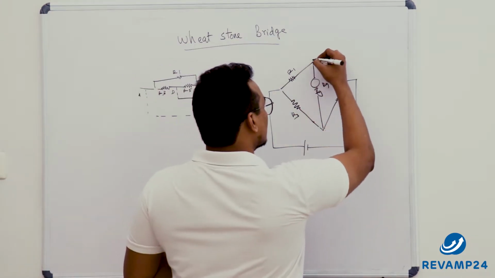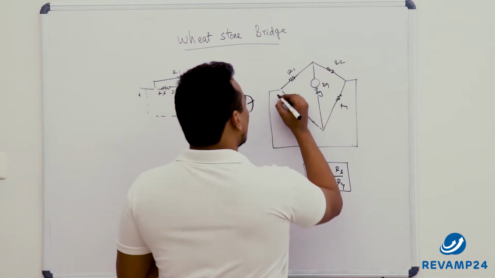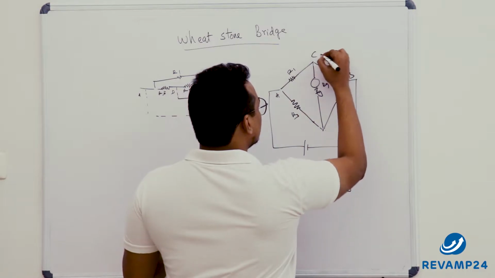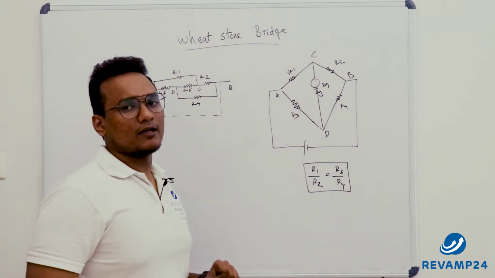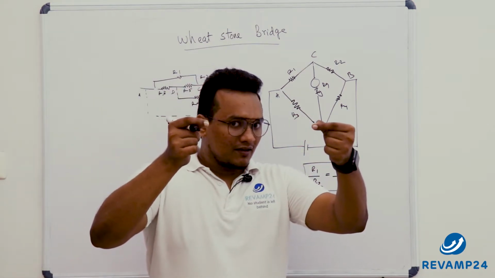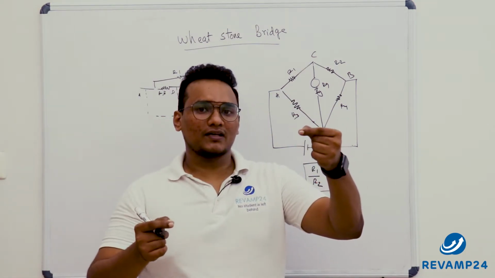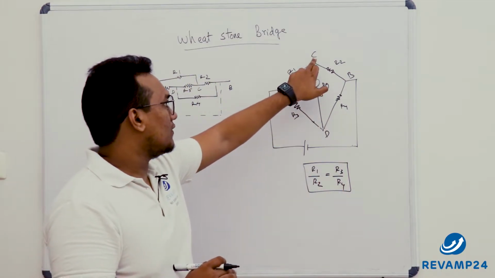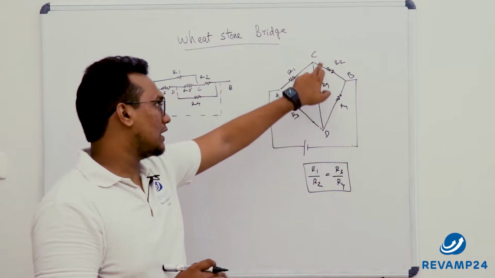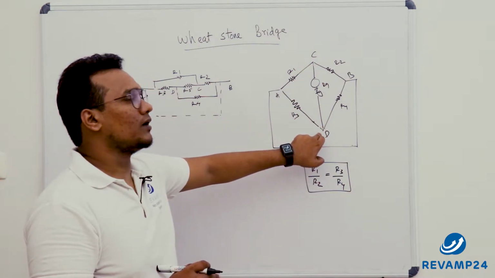Now when will current passing through galvanometer be zero? When the potential at this point is equal to this point. So I am going to mark the points A, B, C, D. So when VC is equal to VD, when both are at the same potential, there is no level difference. Whenever there is level difference, current will pass. Whenever there is no level difference, current will not go. So when VC is equal to VD, then there is no current passing through this one.